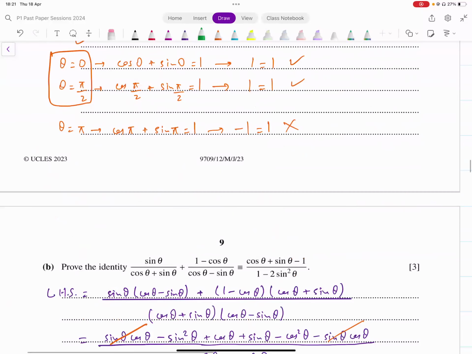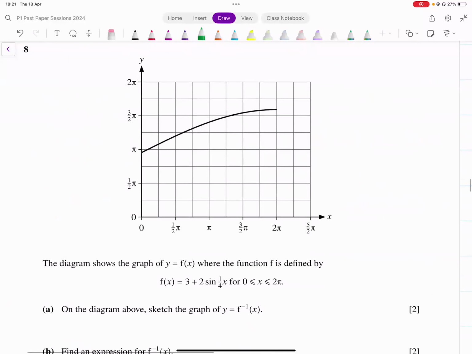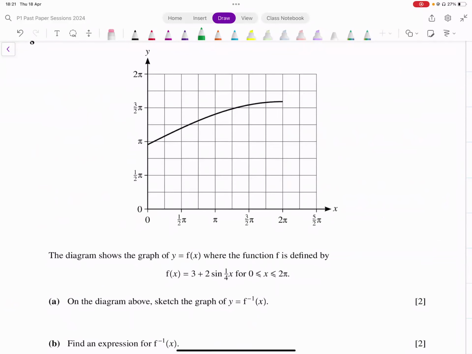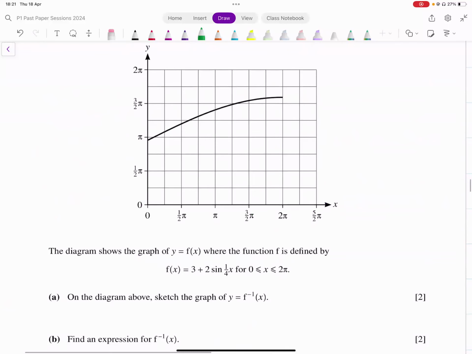So in the first couple of minutes, you should try and skim the paper as well, okay, to know what is coming next. So you have an idea of how much time you need to save for those bigger questions at the end. Okay, now let's have a look at this.